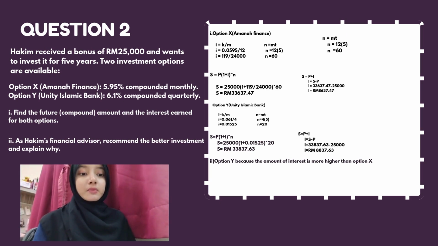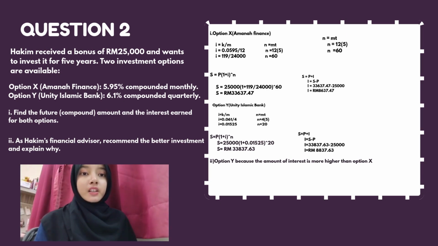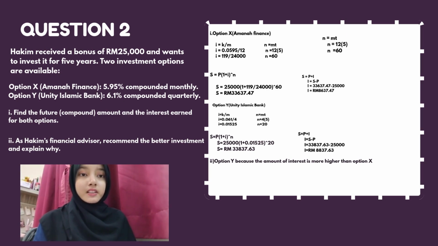For option Y, United Islamic Bank, I equal K over M, I equal 0.061 over 4, I equal 0.01525, N equal MT, N equal 4 multiply 5, N equal 20, S equal P bracket 1 plus I power N, S equal 25000 bracket 1 plus 0.01525 power 20, S equal 33837.63. I equal S minus P, I equal 33837.63 minus 25000, I equal RM8837.63. Option Y, because the amount of interest is higher than option X.